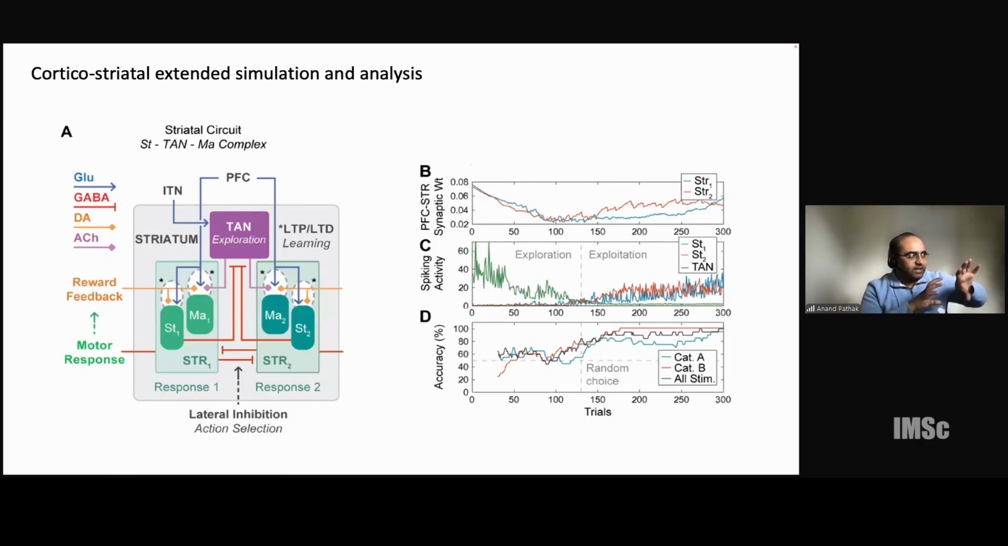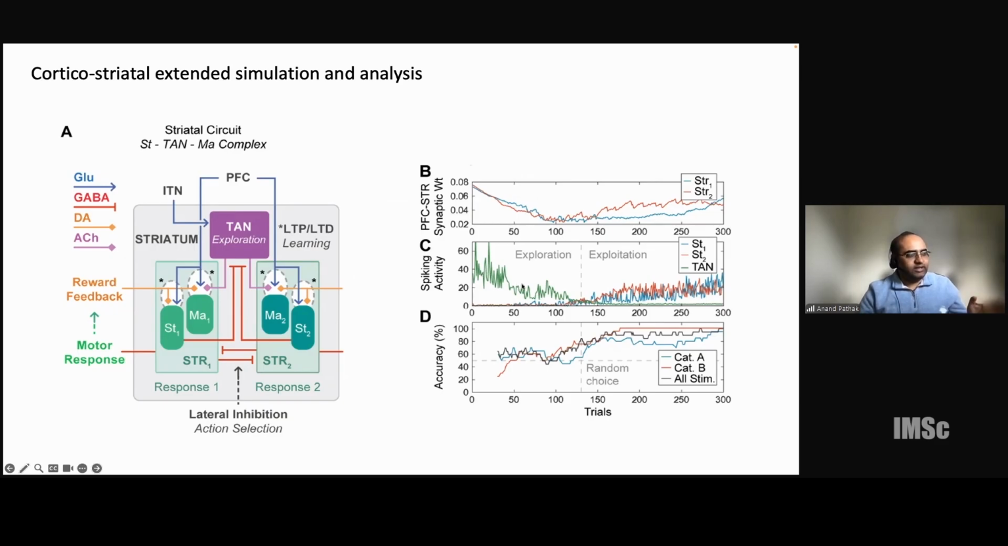This is another computational primitive, the TAN circuit, just to get an idea of what's happening. The striatum, the matrisome, they are getting the input, and the striatum is suppressing the TAN. So this is the activity due to the cortical input, and this is the activity due to TAN input.